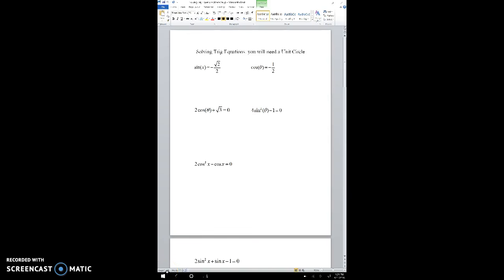Okay, this is solving equations. You will need your copy of the unit circle to do this. Okay, very, very basic trig equations look like the first two at the top of the page. Sine x equals negative root 2 over 2.